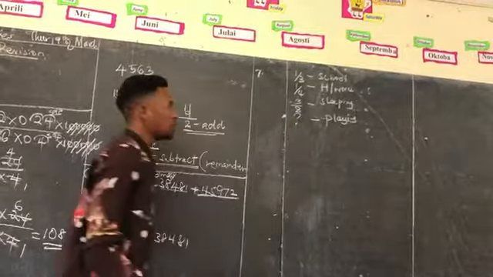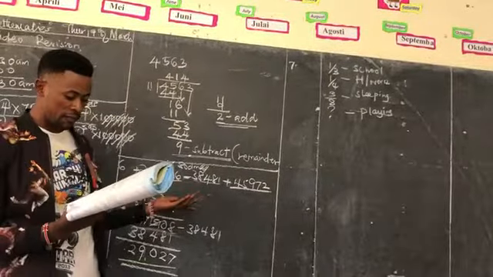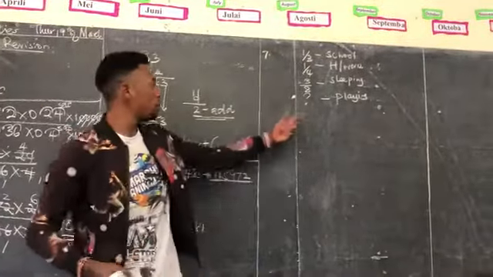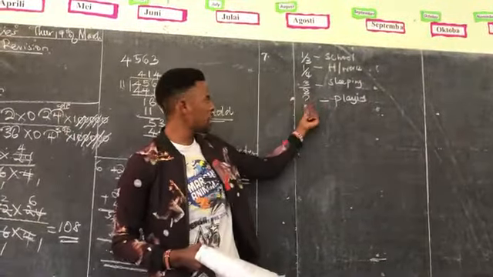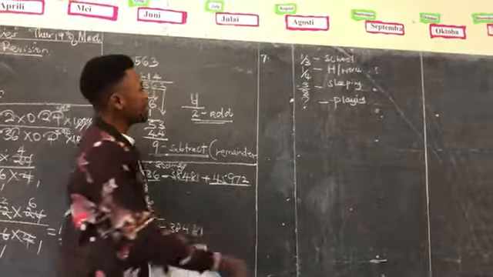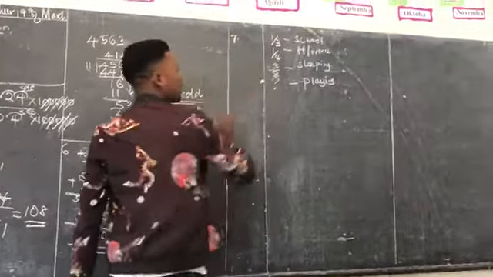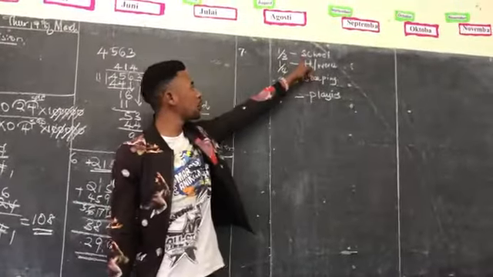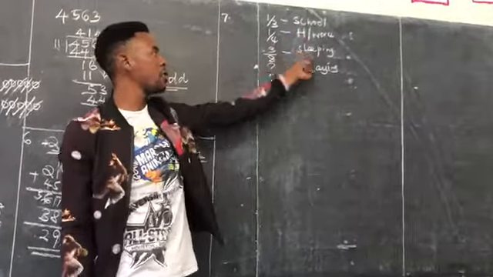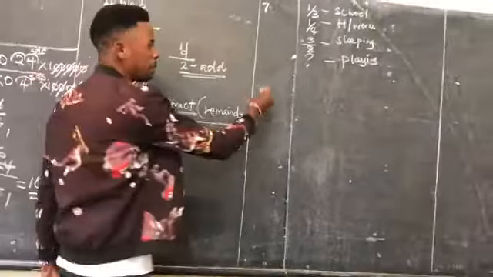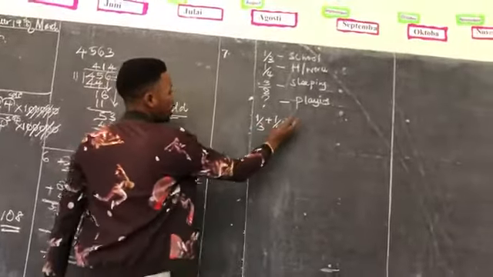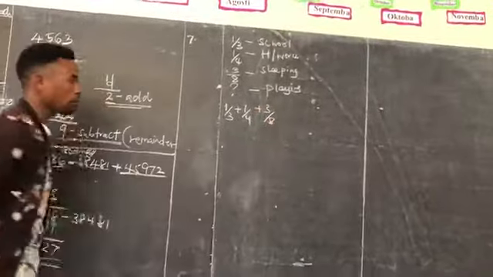But this time in fraction is not given to us. So you're asked, what fraction of the day does she spend on playing? Now we must get the sum of the time that she spends at school, plus the time that she spends doing homework, plus the time that she spends sleeping. So that will give you a third plus a quarter plus 3/8.